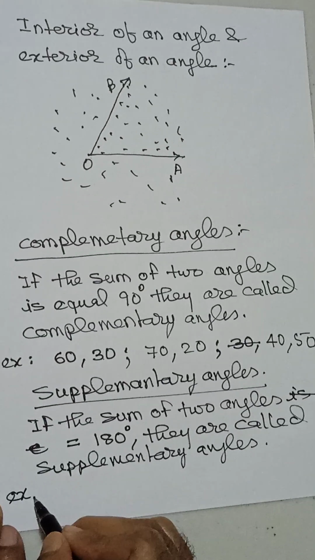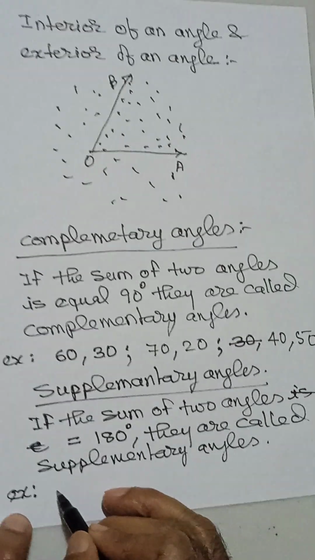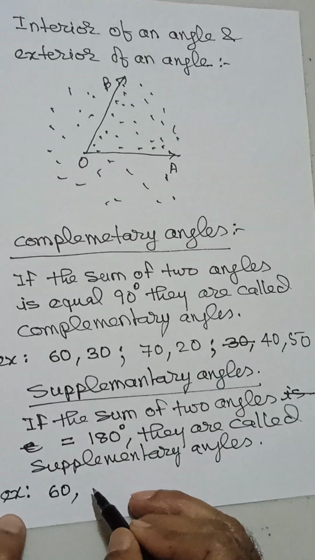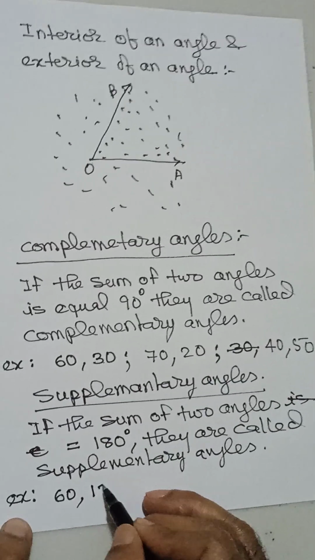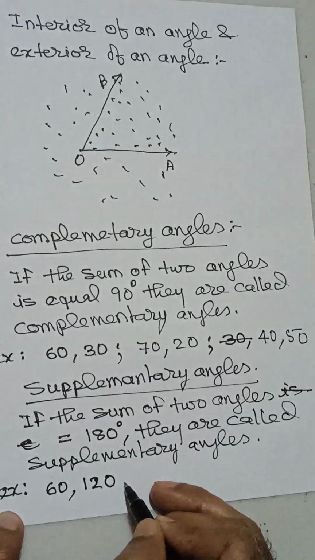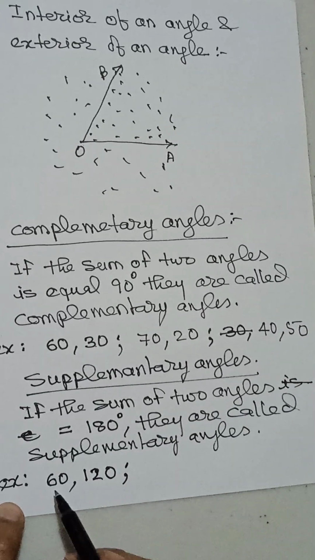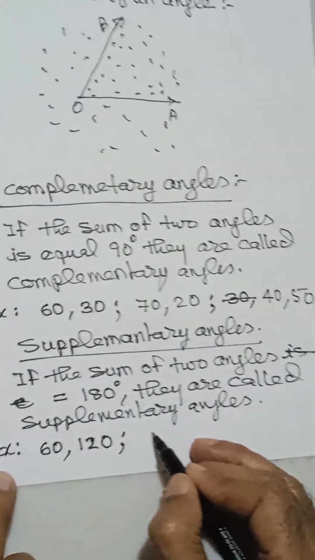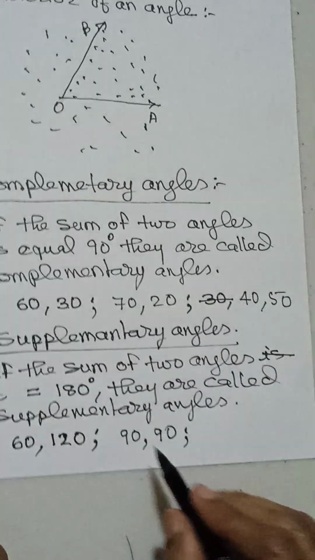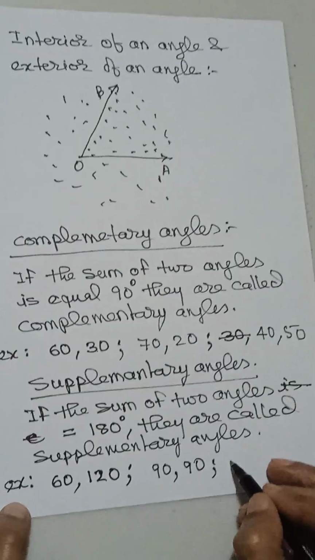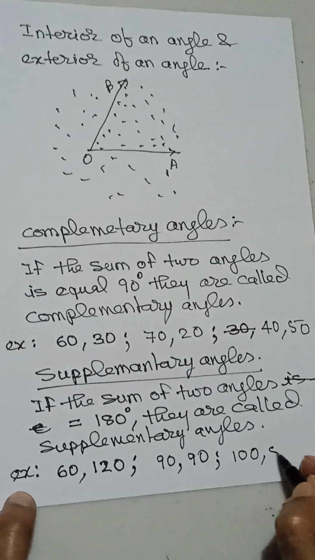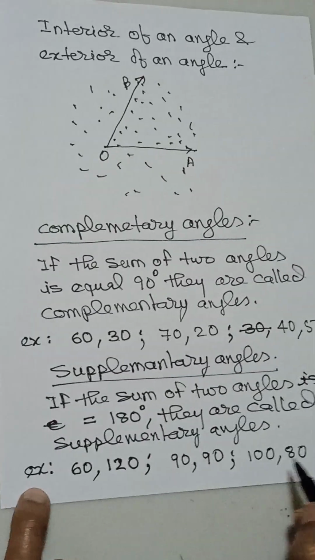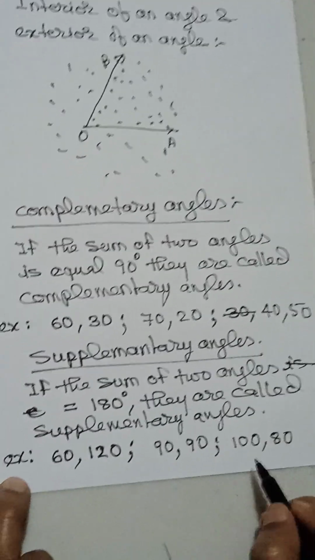Example, 60 degrees and 120 degrees, both are supplementary to each other because their sum is 180 degrees. Similarly, 90 degrees and 90 degrees, both are supplementary to each other because their sum is 180 degrees. Similarly, 100 degrees and 80 degrees are both supplementary angles because their sum is 180 degrees.